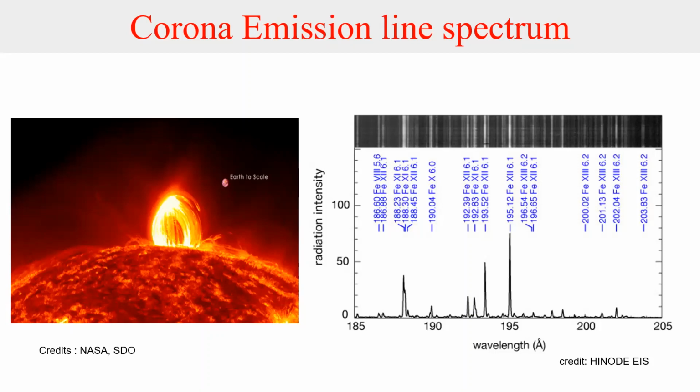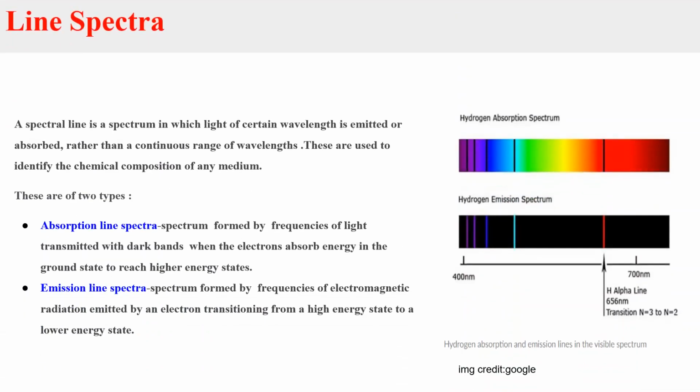In this PPT, we have an emission spectrum. Here we are getting many lines of iron spectra, and in this project we have used Fe XIII to study the properties and parameters of Fe XIII spectra. Then the question is, what is line spectra? This will be explained by my teammate, Ms. Deepa.